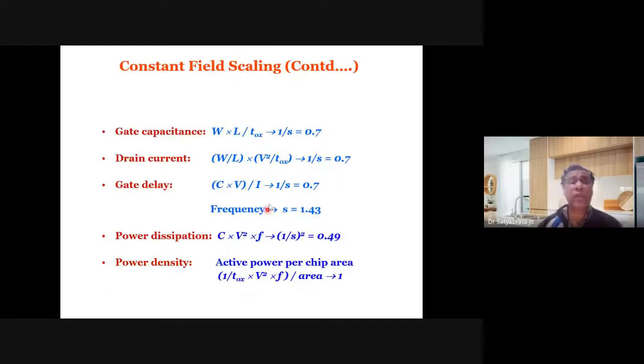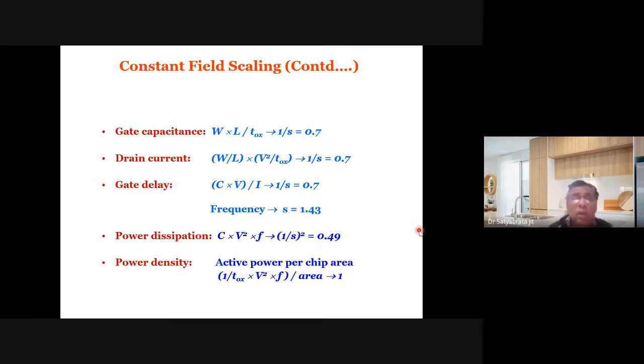Now another important parameter that we consider here is gate capacitance. It is reduced. The drain current also, because L is reduced, is now 0.7, so drain current reduction is taking place. Gate delay, that is C into V by I, that is RC, was around 0.7. Power dissipation is another important factor. Power dissipation was reduced by 50%.